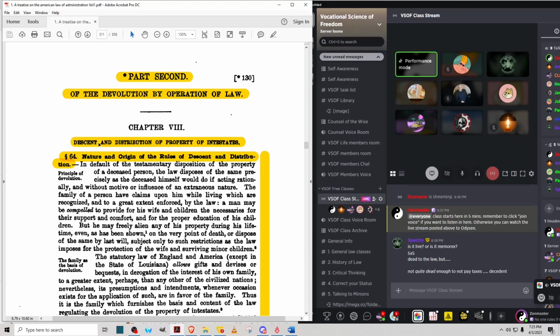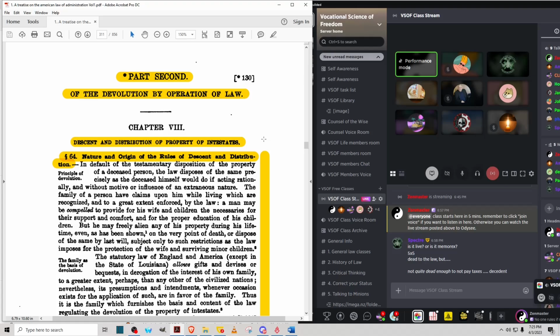Okay, so descent and distribution of property of intestates. Nature and origin of the rules of descent and distribution. In default of the testamentary disposition of the property of a deceased person, the law disposes of the same precisely as the deceased himself would do if acting rationally and without motive or influence of any extraneous nature.